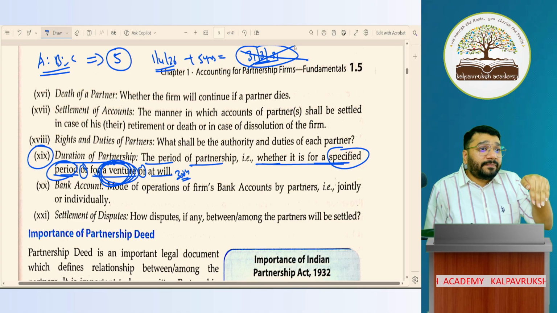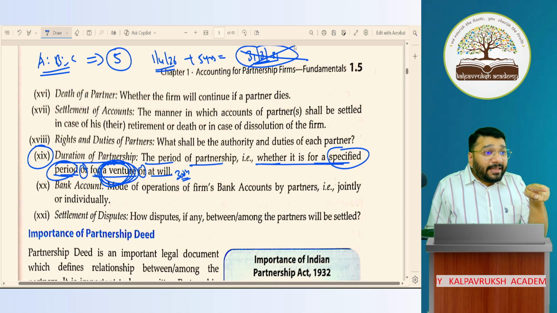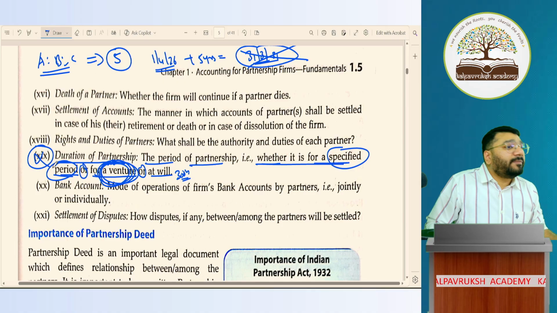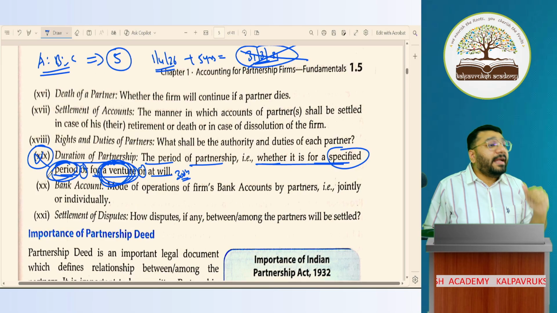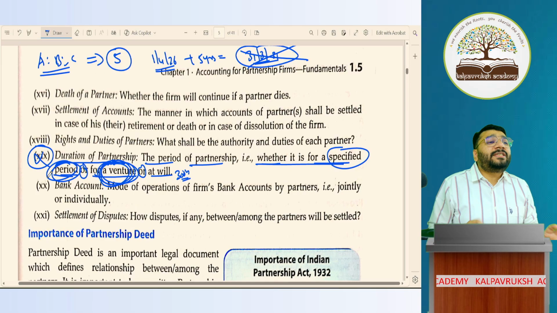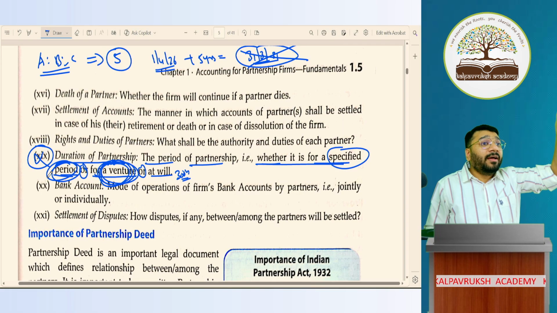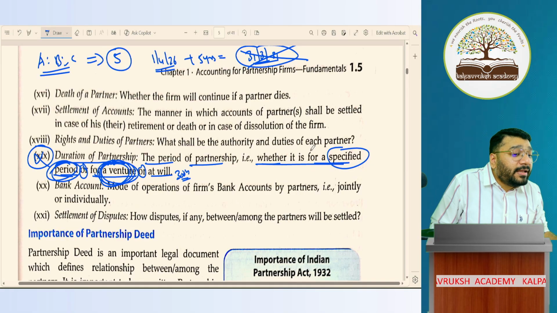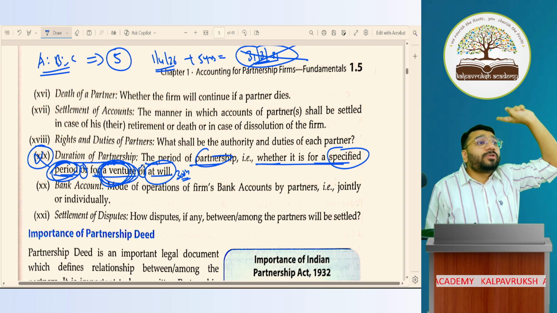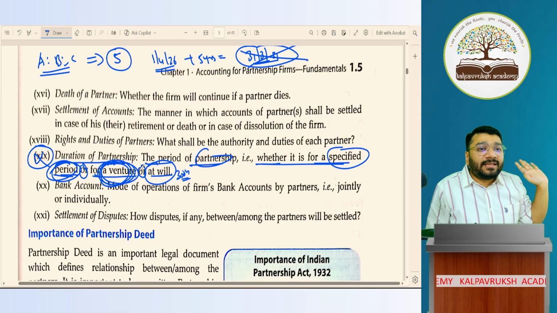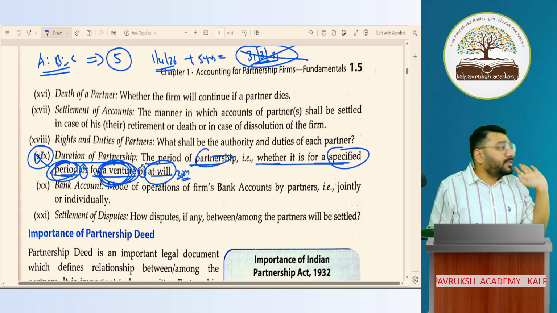Sir, in the 5th year, if ABC wants to further continue the business, then what are we supposed to do? In that case, they have to change this clause and increase it from 5 years to 6, 7, or 8 years. Sir, if I don't want to mention years, and I want to close this business whenever I feel like it? In that case, the option you have to opt for is that this partnership is at will. At will means I will close this business when I want to close it. That is called partnership at will. At our will and desire, we will close the business.